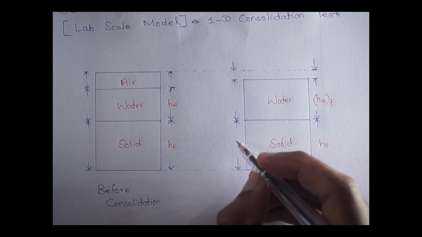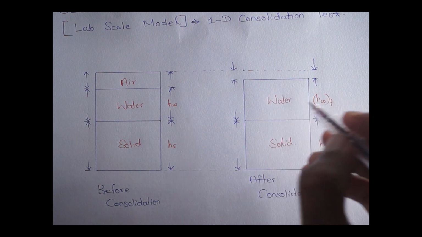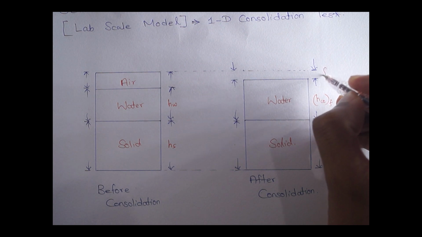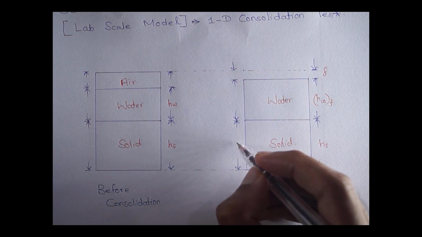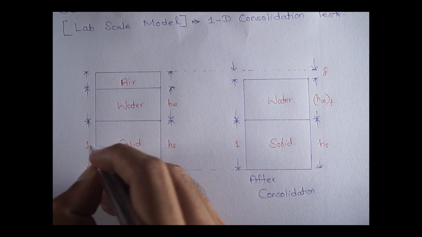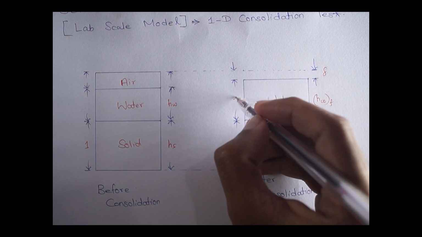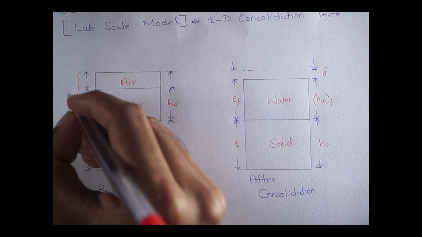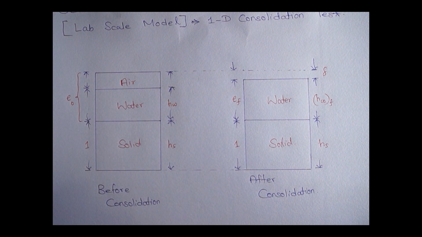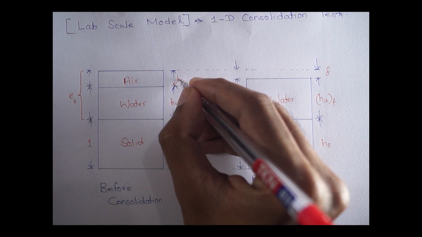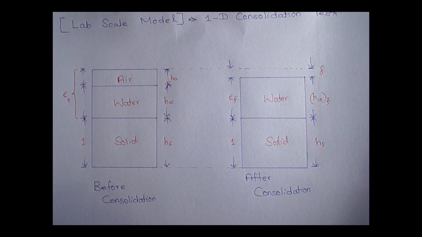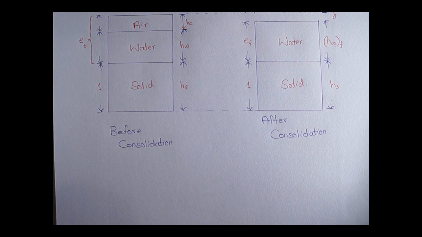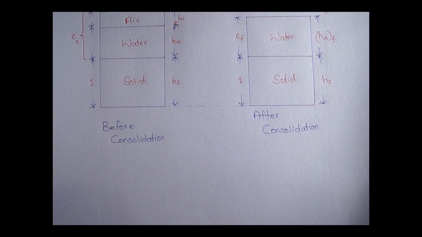Here the settlement is taken as delta, and this entire portion is taken as EF, and here this entire portion is taken as E naught, and this height is taken as HA. So we are going to find the settlement delta.